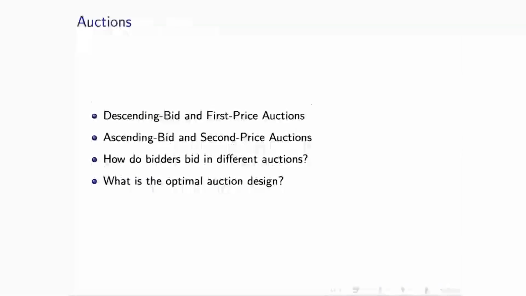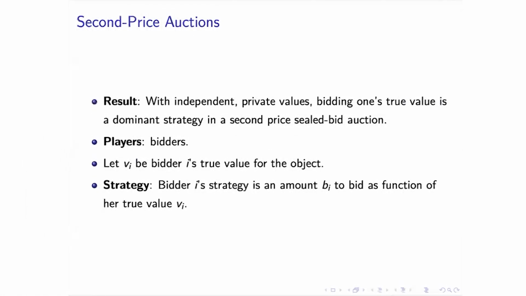So before we get into all of these things, let's take a deeper look into second price auctions. These are also the Vickrey auctions, as we discussed. The main central result is the following: with independent private values, bidding one's true value is a dominant strategy in a second price sealed bid auction. This is the main result that we are going to showcase.